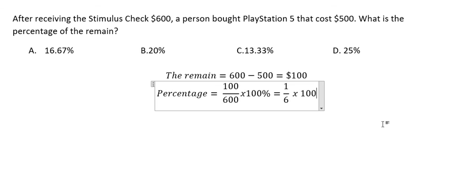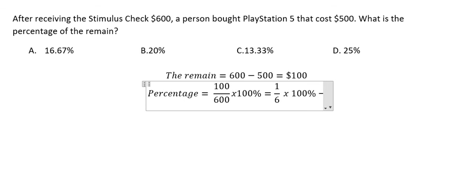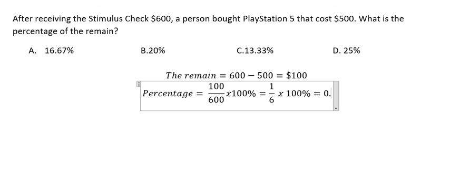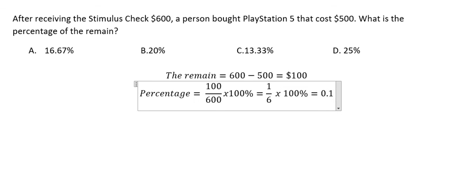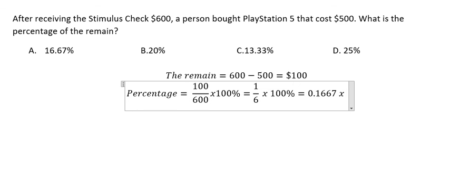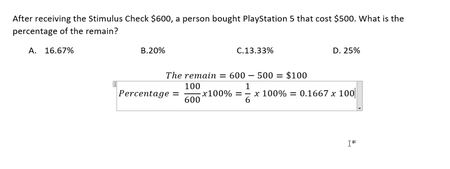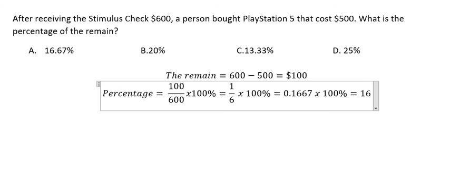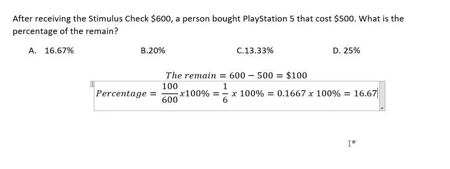Multiply by 100%. 1 divided by 6, you get about 0.1667. Multiply by 100%, and you get about 16.67%.